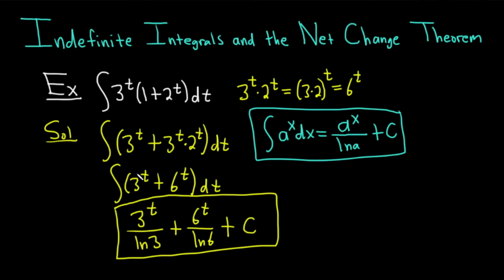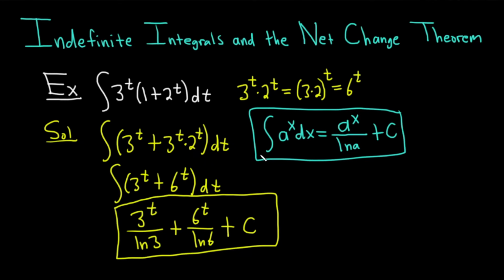So again, for the 3 to the t, you basically have a as your 3, and so you get 3 to the t over ln 3. And for the 6 to the t, you basically have 6 as your a, so you get 6 to the t over ln 6. Then you have your constant of integration.